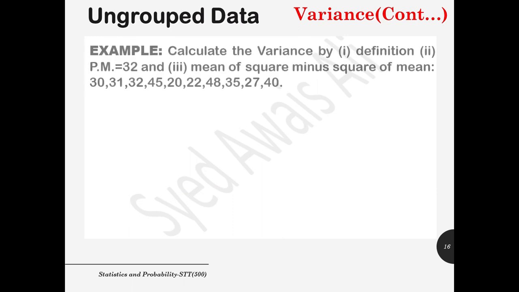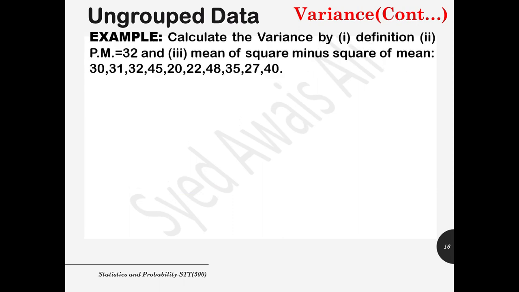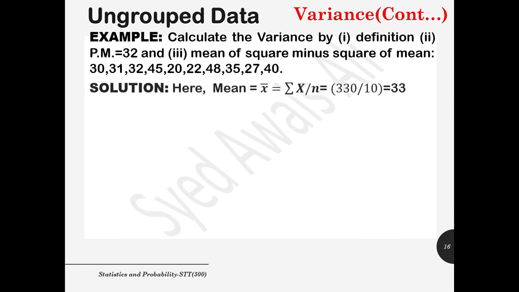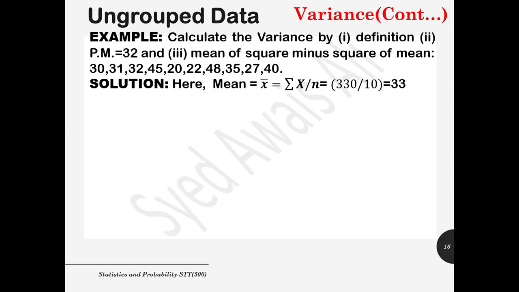So moving toward our ungrouped data, we have to find variances, in the first part by definition, in the second part from provisional mean, denoted by p.m. Then in the third part we have to find mean of square minus square of mean. So first we have to find x bar. Again, the formula of x bar for ungrouped data is summation x over n.